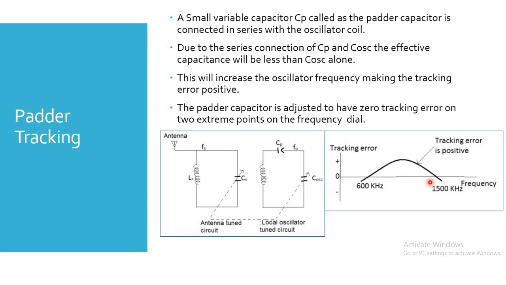This will increase the oscillator frequency, making the tracking error positive. The padded capacitor is adjusted to have zero tracking error at the two extreme points of the frequency dial. Therefore it is called 2-point tracking.